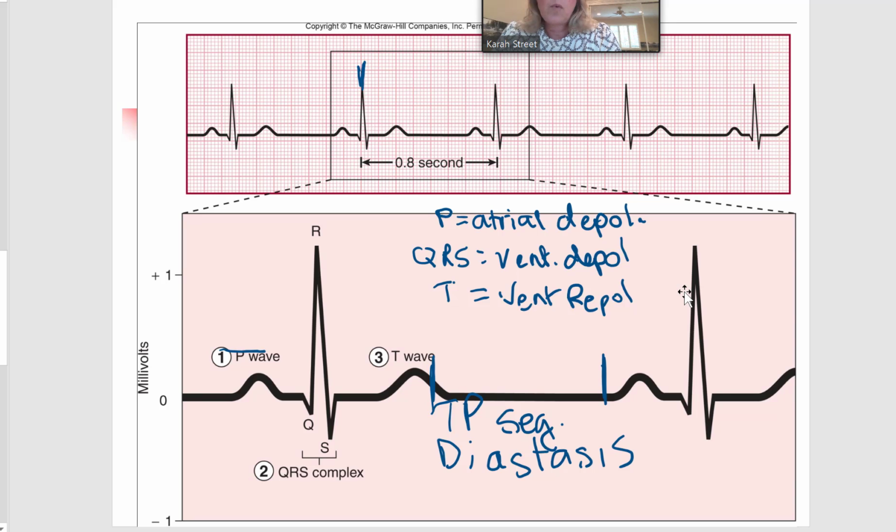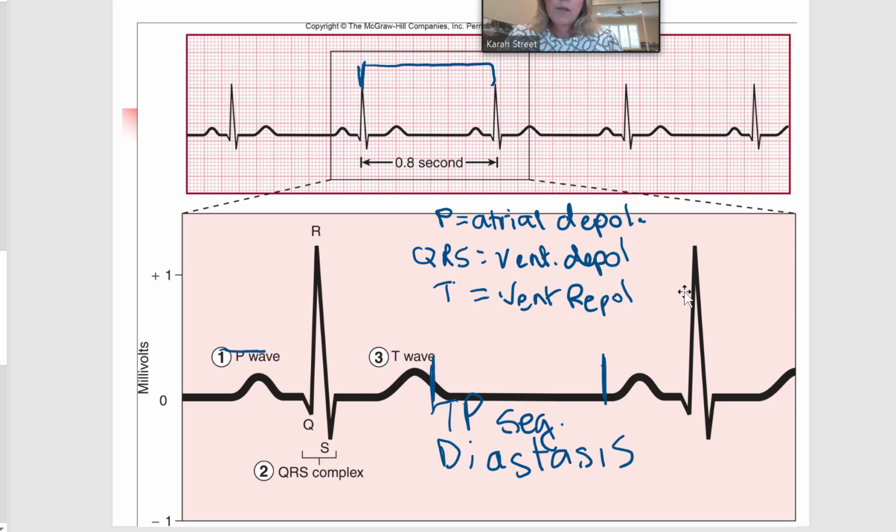Before I move on to the next slide, I want you to see up here, going from one R to the next R represents 800 milliseconds. That's roughly the time required for one cardiac cycle, meaning going from beat to beat.